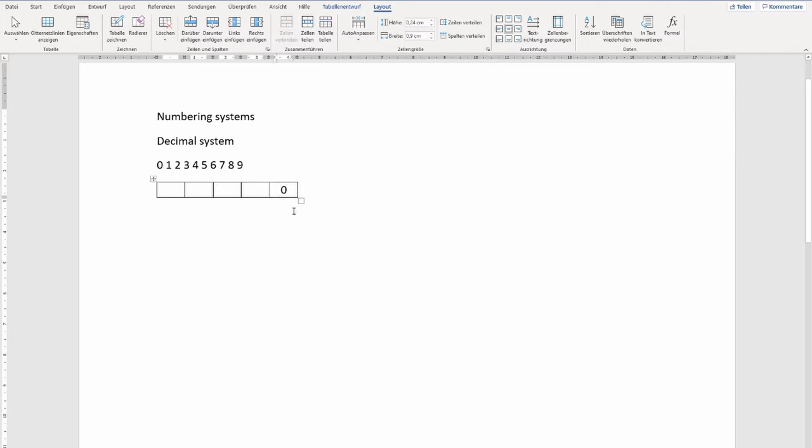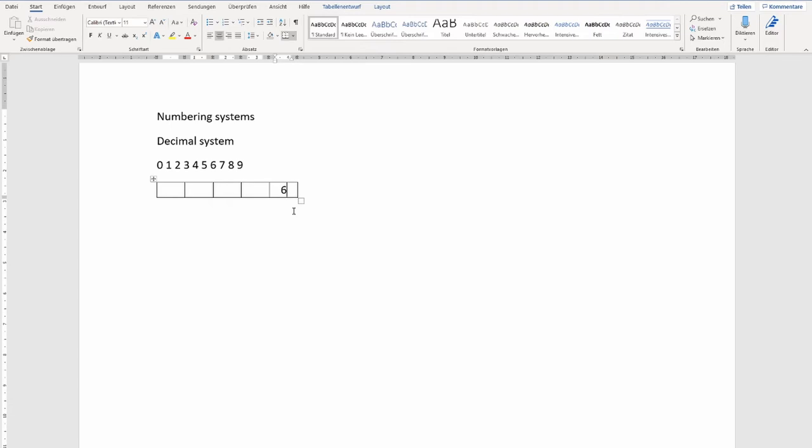Then I want to count one more, second, third symbol. Want to count one more, and one more, and one more, and one more, and one more, and one more, and one more. Now I am at the 10th symbol. We call it 9. That's the symbol with the name 9. That's the 10th symbol of the decimal system.